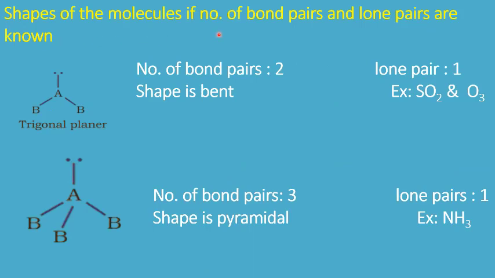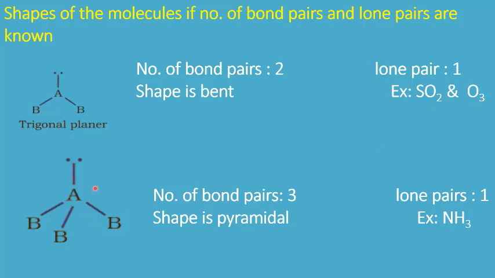Now let us learn the shapes of molecules if the number of bond pairs and lone pairs are known. Number of bond pairs is 2, lone pairs is 1. Now the shape is bent. Here A represents the central atom and B are the atoms bonding with the central atom. So this is an AB bond, and these two dots represent the lone pair. Examples are sulfur dioxide and ozone.